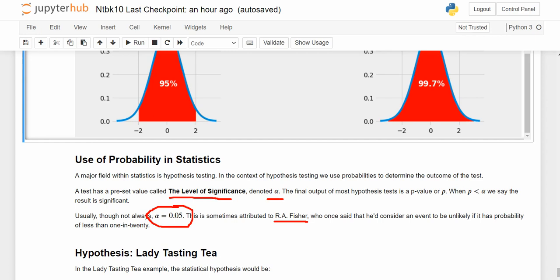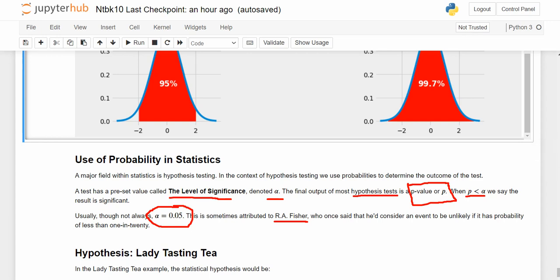And then all of these hypothesis tests are going to result in a p-value. Okay, and we compare p to alpha. And if p is less than alpha, we say the result is significant. And what we'll be doing is we'll be rejecting the null hypothesis.